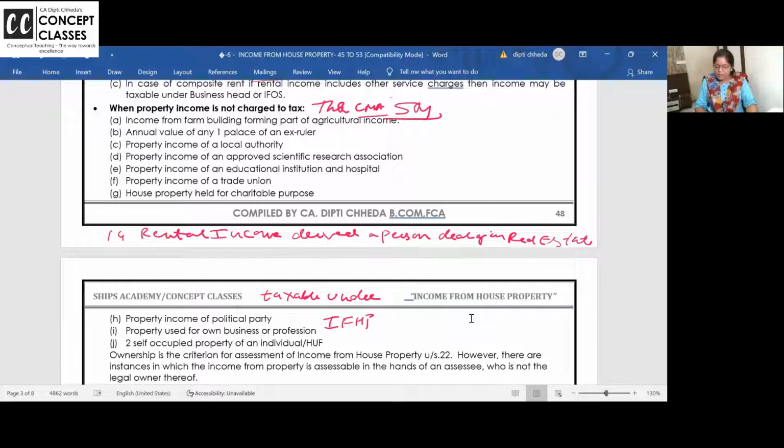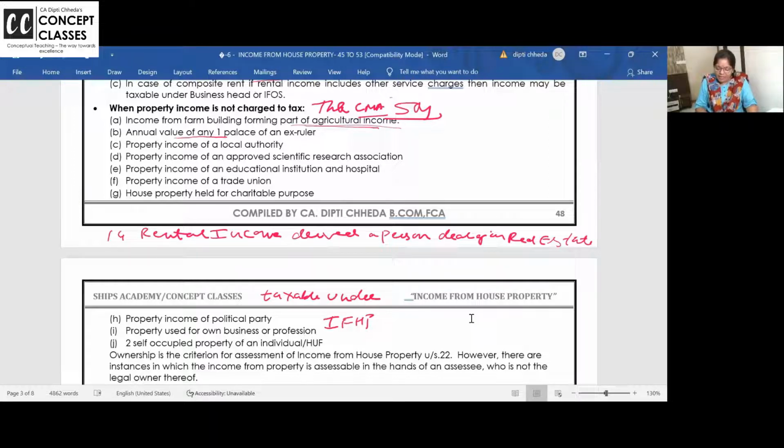Income from farm building forming part of the agricultural land. Have we done agricultural income? If you use your farm as a pump house or outhouse, which you have given out on rent for storing the farm related equipment and all, it's agricultural income, not taxable.